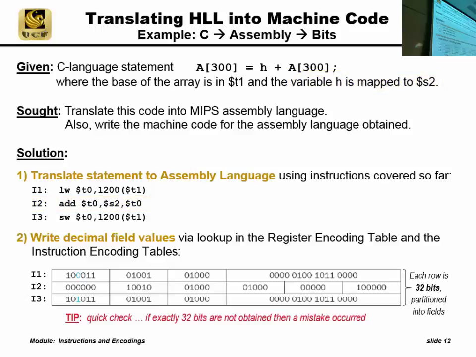We've got the addition, then what do we need to do? Put the result into A sub 300. Where's A sub 300? It's in memory. That's a store instruction.